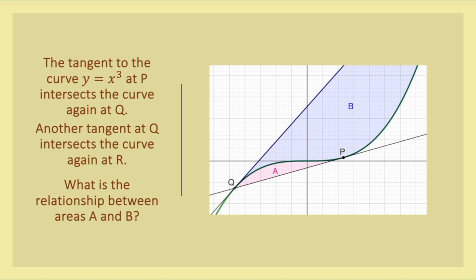Those two regions there, A and B, how do they relate? What is the relationship between them? There is a shortcut to solving this problem. The integration can be a little bit messy, particularly the subbing in of limits and the algebra involved, but if you notice a shortcut, it does definitely quicken up the problem.